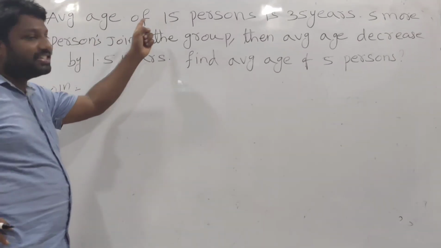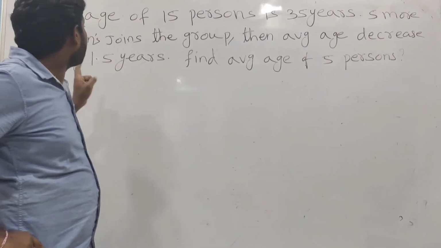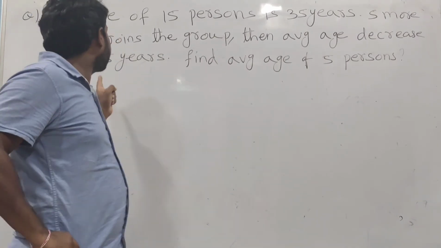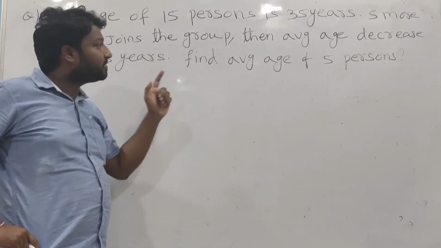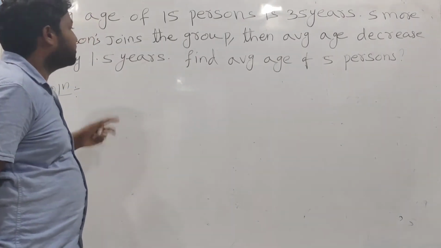Next question. Average age of 15 persons is 35 years. 5 more persons join the group. Then the average age decreases by 1.5 years. Find the average age of the 5 persons. Okay, now this is the question. Now how will you do?